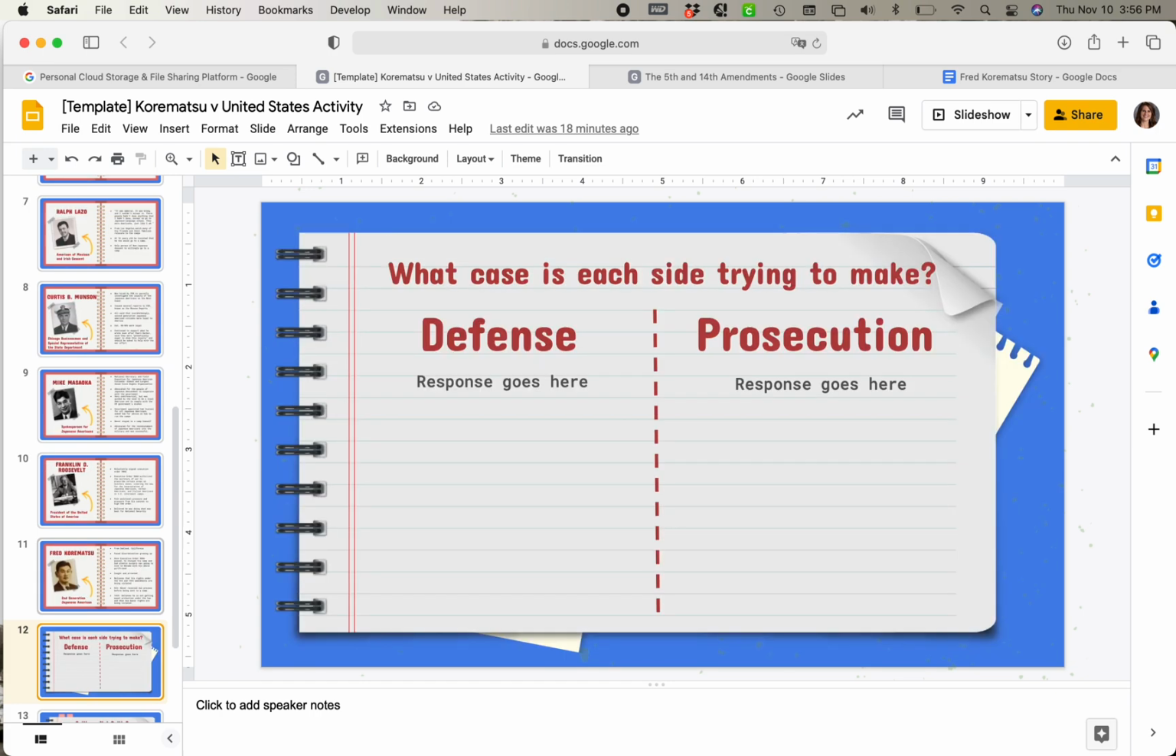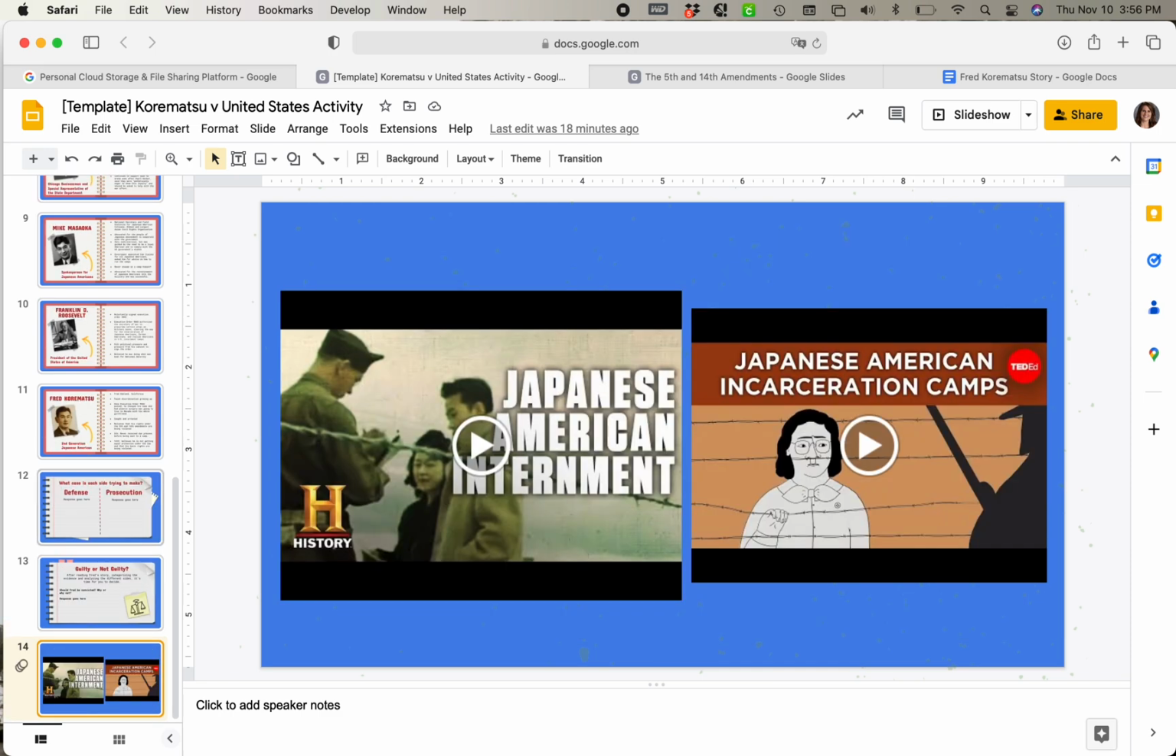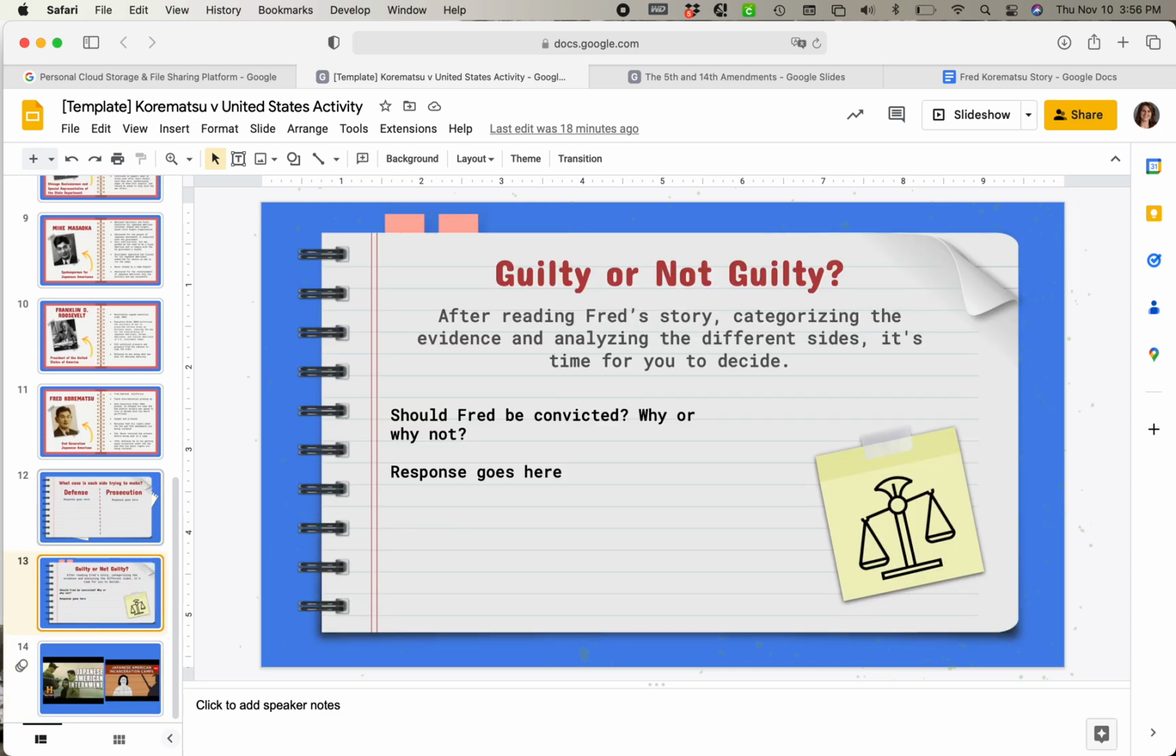Then you're looking at what is each side trying to make? So what is the defense trying to say and what is the prosecution trying to say then? And then I want you to decide, is Fred guilty or not guilty? What do you think? Should Fred be convicted? Why or why not? And so you're going to put your response there. Should he be convicted? Is he found guilty? Or no, he's not found guilty. And then tell me why.